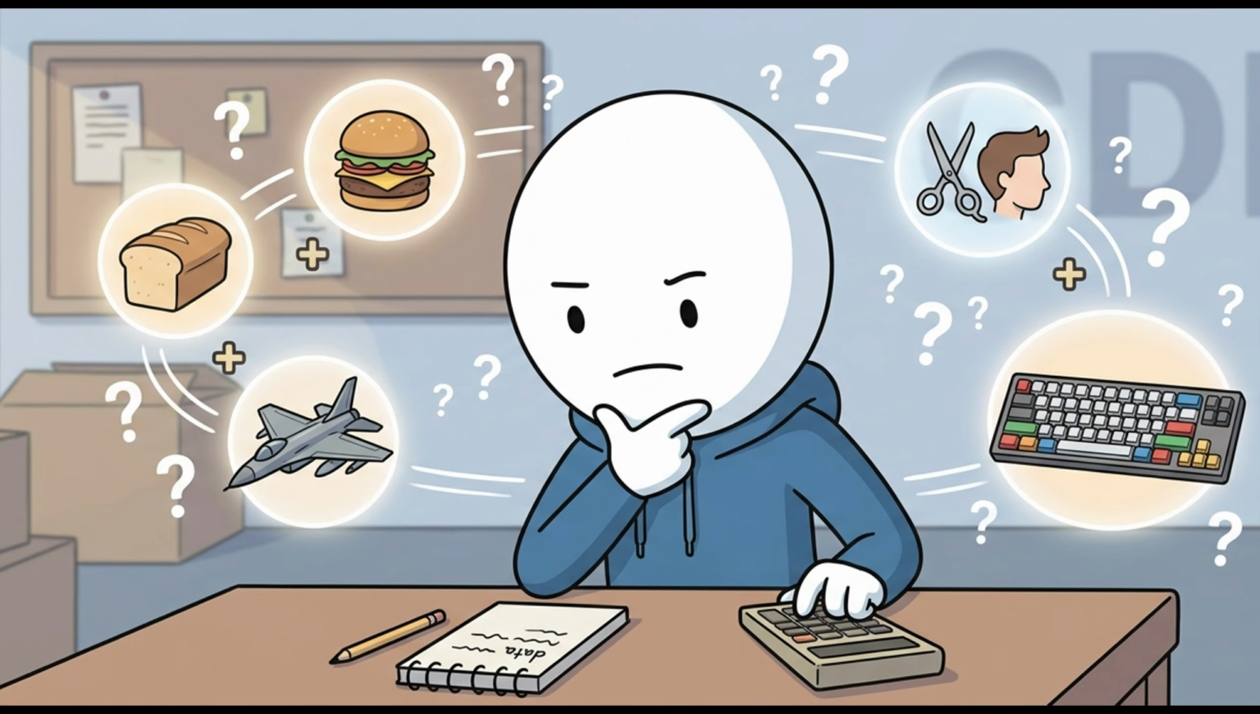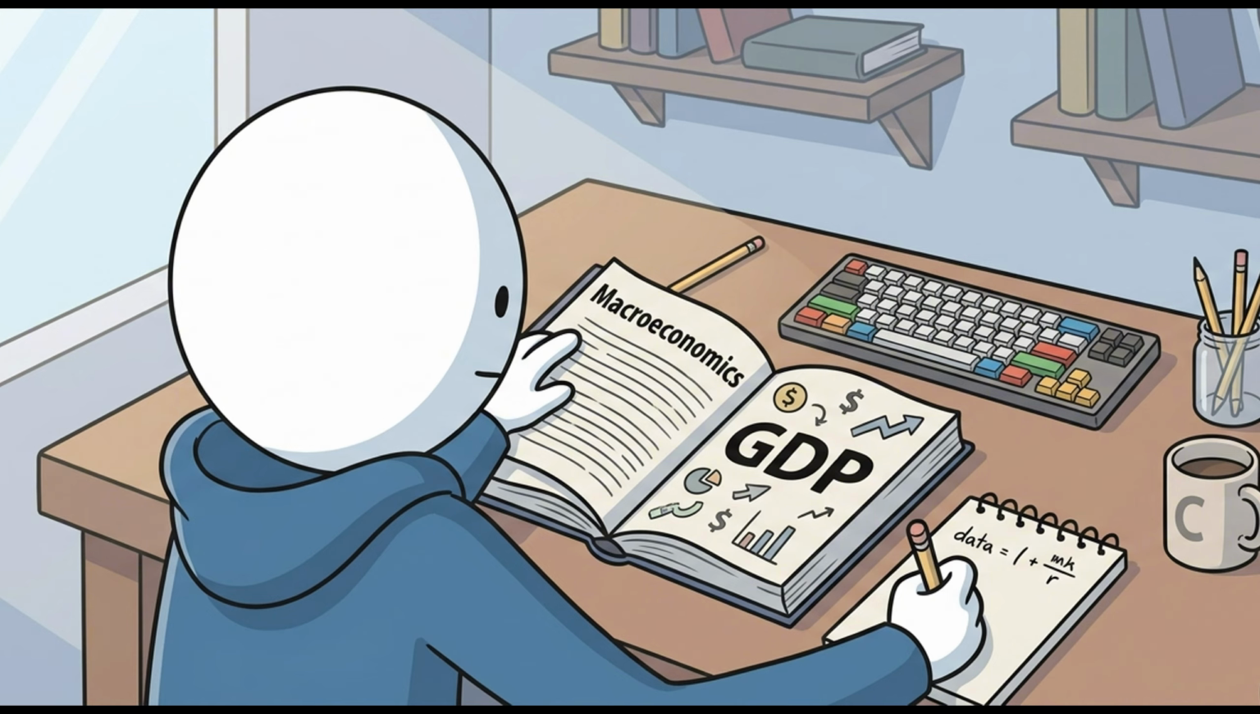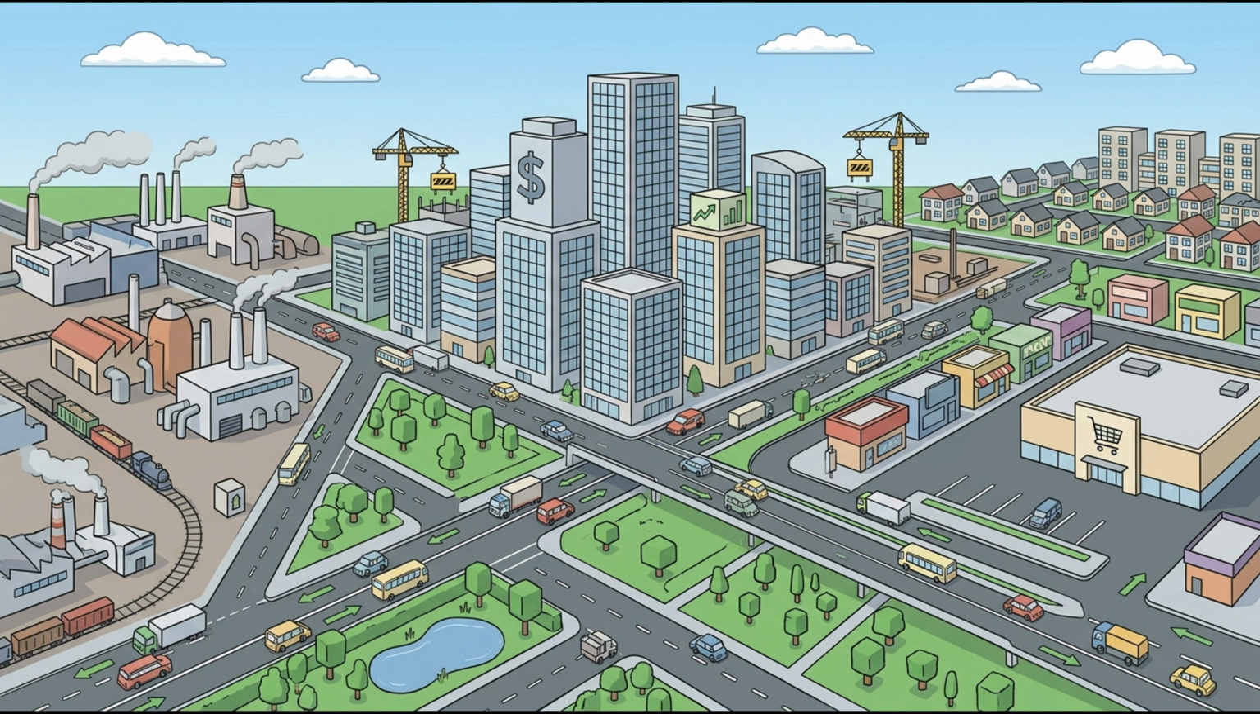On the news, he keeps hearing anchors talk about GDP growth or recessions, and he wonders, how do you even begin to measure the productivity of an entire country? How do you add up the value of a haircut, a military jet, a loaf of bread, and one of John's custom mechanical keyboards? To find the answer, John turns to the work of N. Gregory Mankiw to understand the single most important statistic in macroeconomics, gross domestic product.